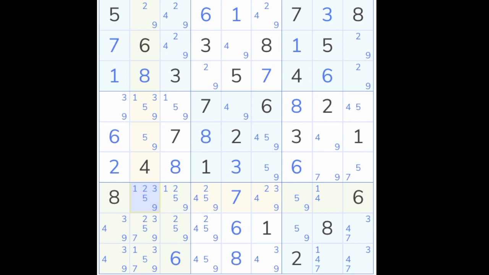Remember, you're looking for bivalue cells. That's 2 numbers in a cell. And we're looking for 3 numbers in particular. The first 2 numbers, then the second 2 numbers, then the first and the third number. Okay.